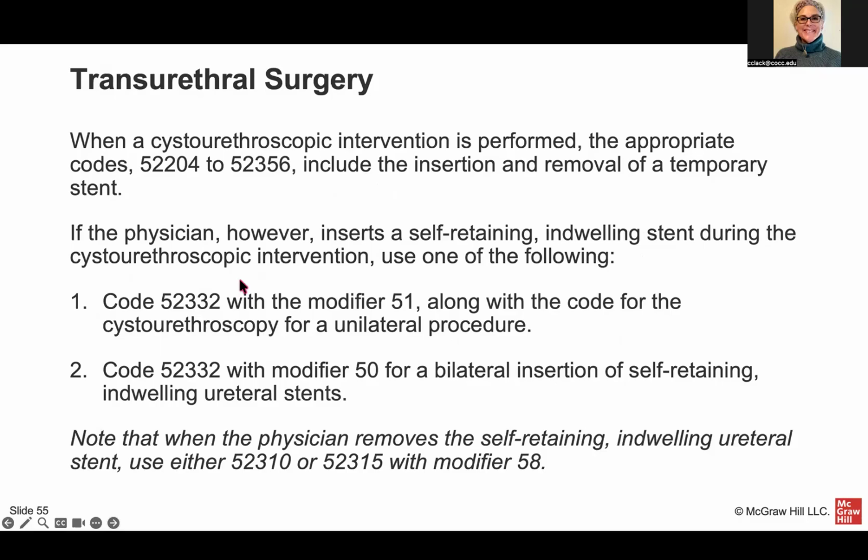Cystourethroscopy is also called a cystoscopy. It's an endoscopic examination of the bladder and urethra. If the physician places a self-retaining indwelling stent, one that stays in place, that's separately reported.